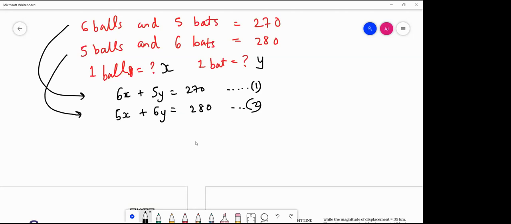So now this is called an equation in two variables. We have taken two variables, the cost of a ball as X and the cost of a bat as Y. So we have formed two conditions. Did you understand these two conditions? How did we form the conditions? Did you understand?